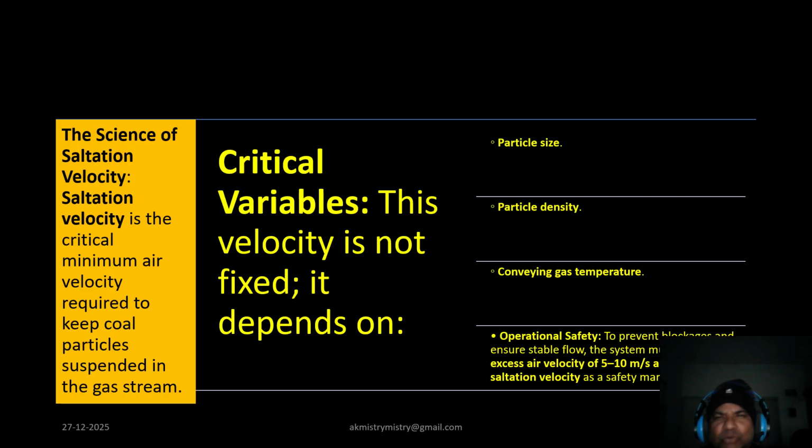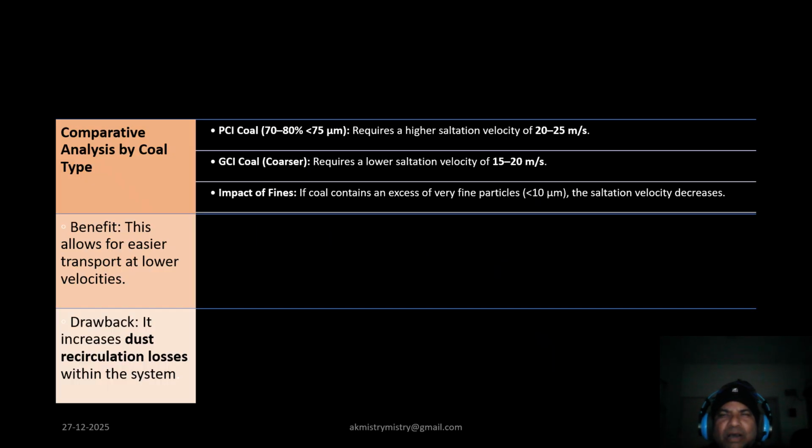Comparative analysis by coal type: the type of coal we use changes our operational requirements. For a standard PCI coal where 70 to 80% of the particles are smaller than 75 micron, we require a saltation velocity of approximately 20 to 25 meters per second. Coarser PCI coal actually requires a lower velocity, between 15 to 20 meters per second.